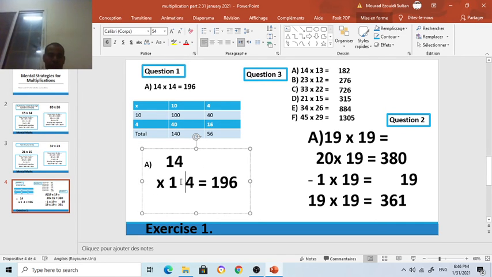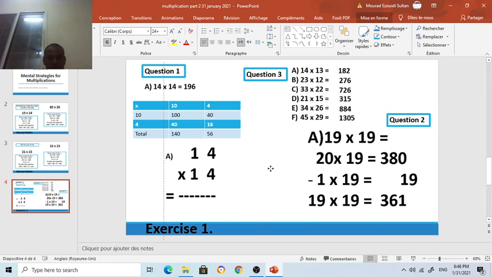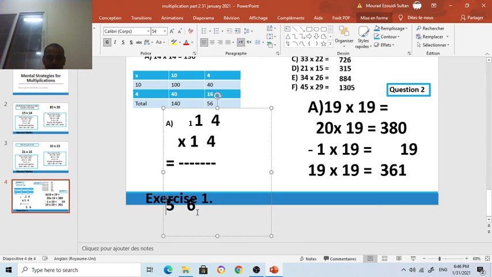So here, my learners, should be equal to, of course, there is a line. Look here, my learners. 4 multiplied by 4 is 16. I will write 6 here, then I will carry 1. I will carry a small 1. Then 4 multiplied by 1 is 4 plus 1 is 5. Then I go down.